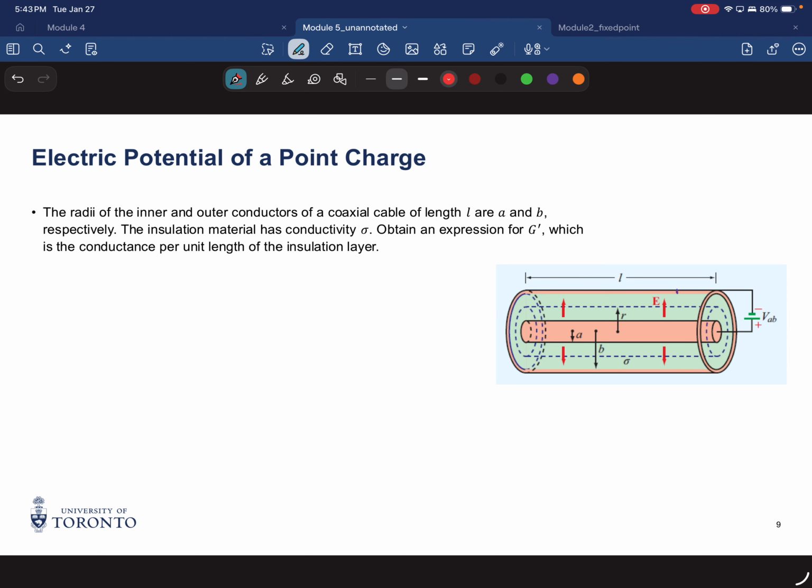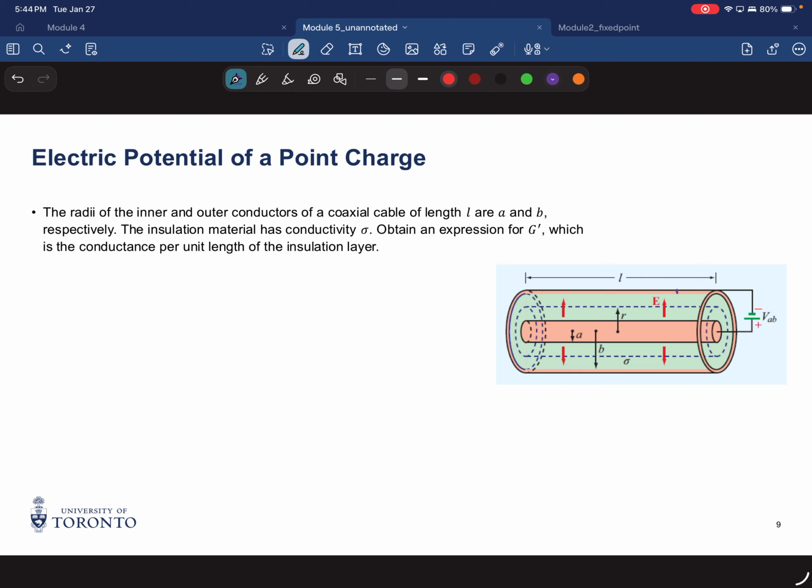Here, the voltage difference is between the inner conductor and outer one. Okay? As you can see, the electric field is shown going from the inner conductor to the outer one in the R hat direction. Radially, basically. Okay? It's asking us to find G prime, which is conductance per meter.